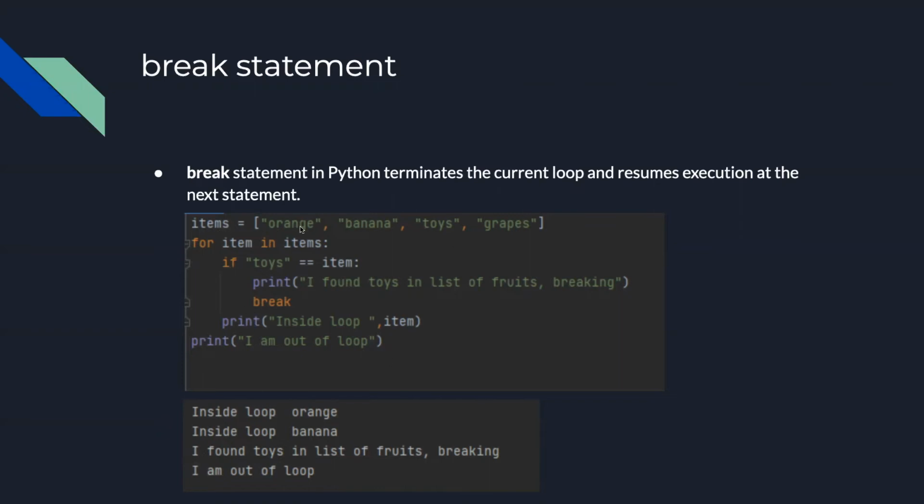So here we're defining a list: orange, banana, toys, grapes. We're then going to loop through the items in that list. Our list is called items.